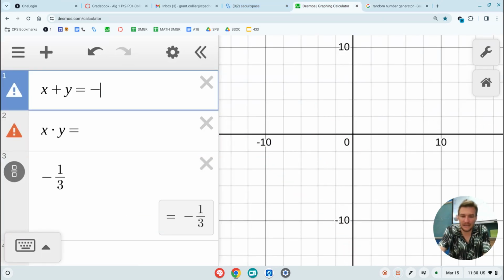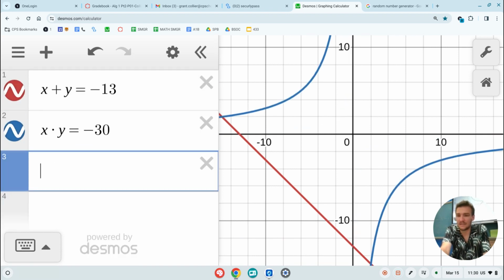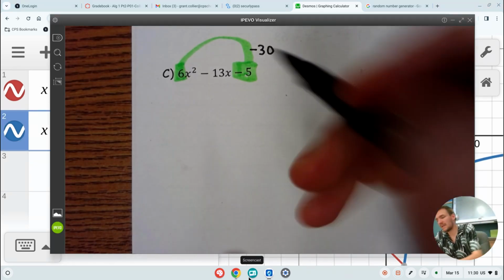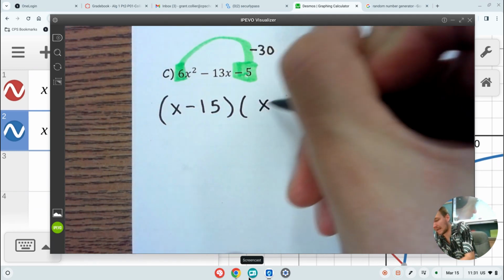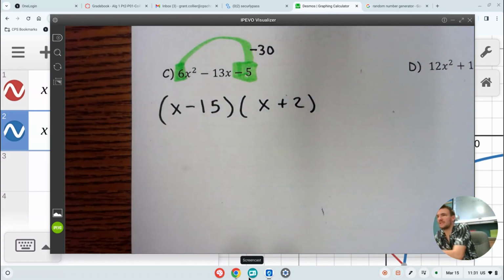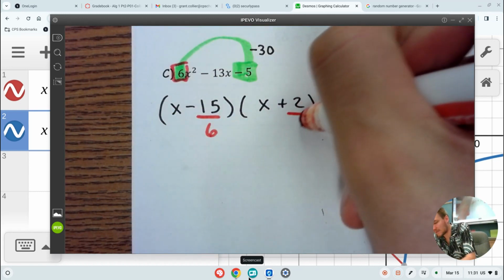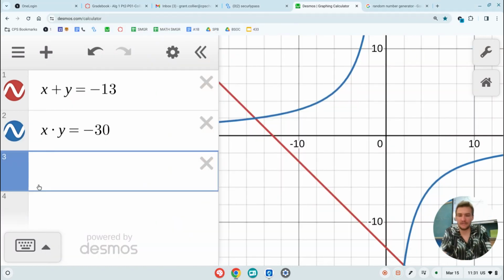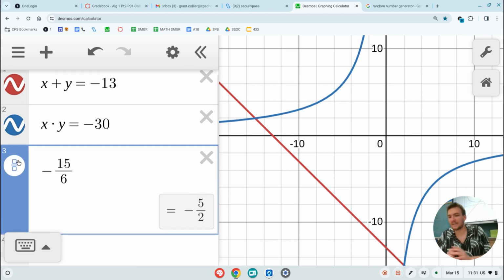The middle number is negative 13. The end number is negative 30. Negative 15, positive 2. So we're going to do x minus 15 and x plus 2. We're just going to keep moving, divide it by this number. Type it in Desmos and see what happens. Negative 15 divided by 6. Hit the fraction. So this is a negative 5 over 2.